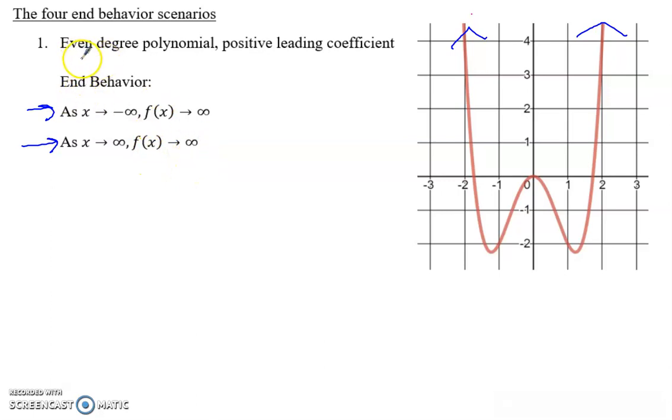So if you have an even degree polynomial and a positive leading coefficient, you have both ends going up, so the left end behavior and the right end behavior both approach positive infinity. So that's the first scenario.